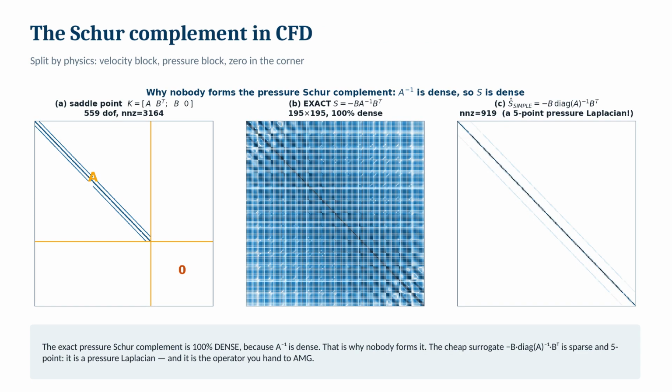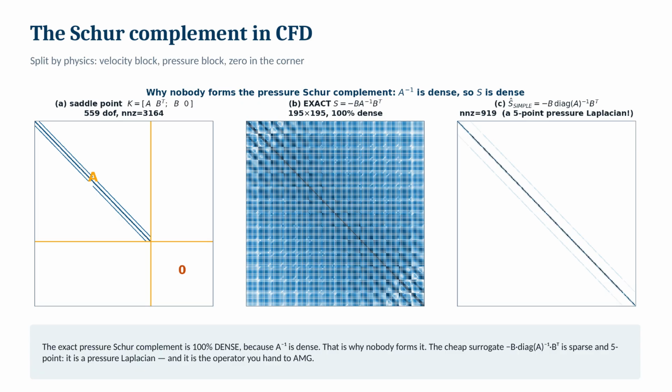Now the question I actually get asked most. Is the Schur complement in ARMS the same thing as the Schur complement in a pressure solver? Panel A is a Stokes saddle point. Velocity block A, divergence B, and a zero block in the pressure corner. 364 velocity unknowns, 195 pressures.